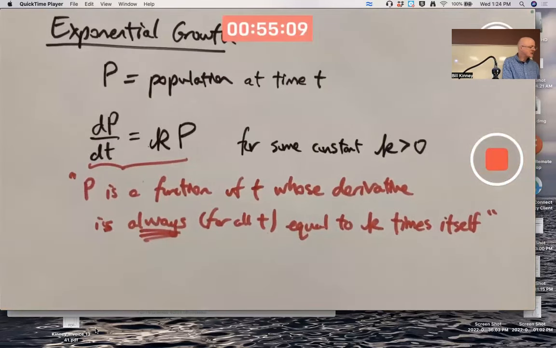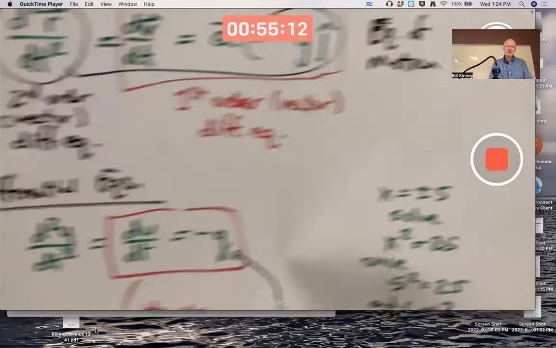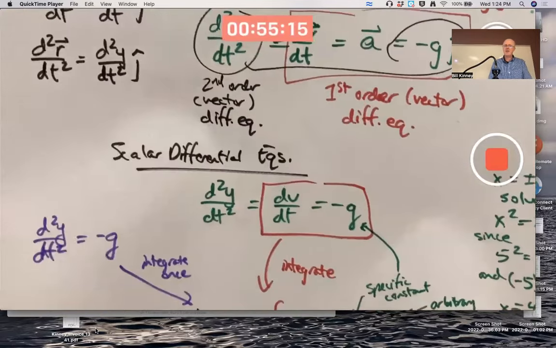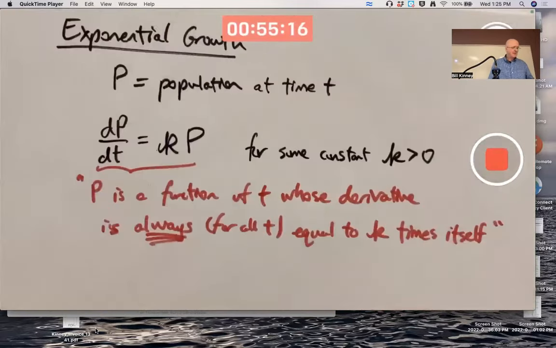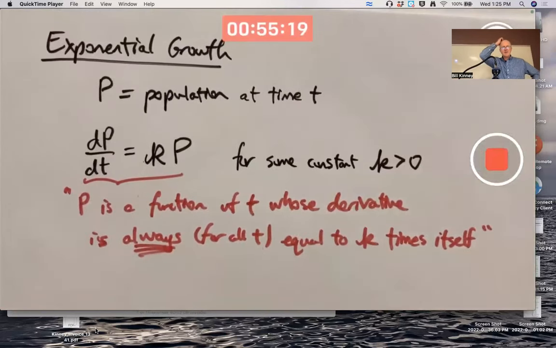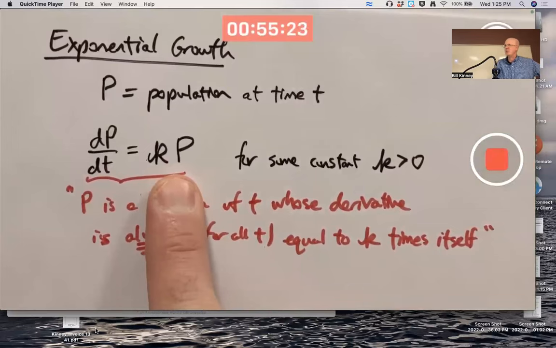We solved the first kind of differential equation. First example, free fall by integrating. Can we integrate here? If we did, wouldn't we get kp squared over 2 plus c? No, don't do that. P is a function of t. Don't integrate with respect to p.